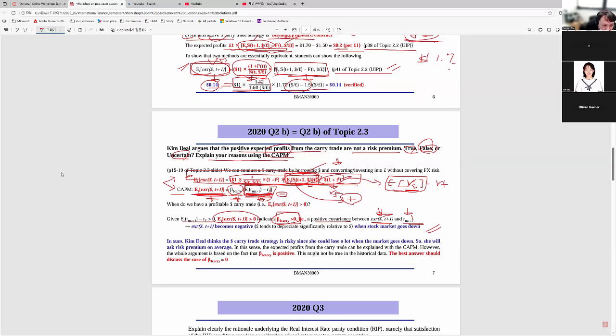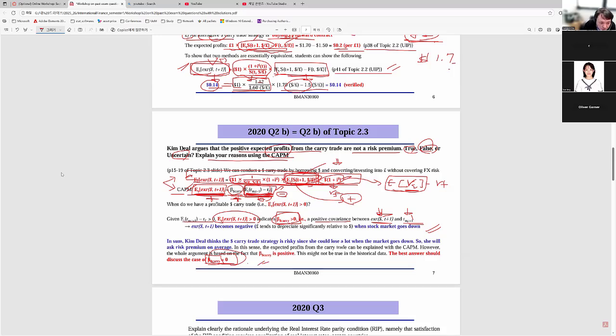If you actually test CAPM using this carry trade, you will find out the beta of carry is indeed equal to 0. That means CAPM is not a good model. If CAPM is a good model, we should be able to explain positive profit from implementing carry trade using these equations. In order to explain the positive profit, beta should be positive. But if you actually estimate beta using the data, beta is close to 0. So something is wrong with the CAPM.